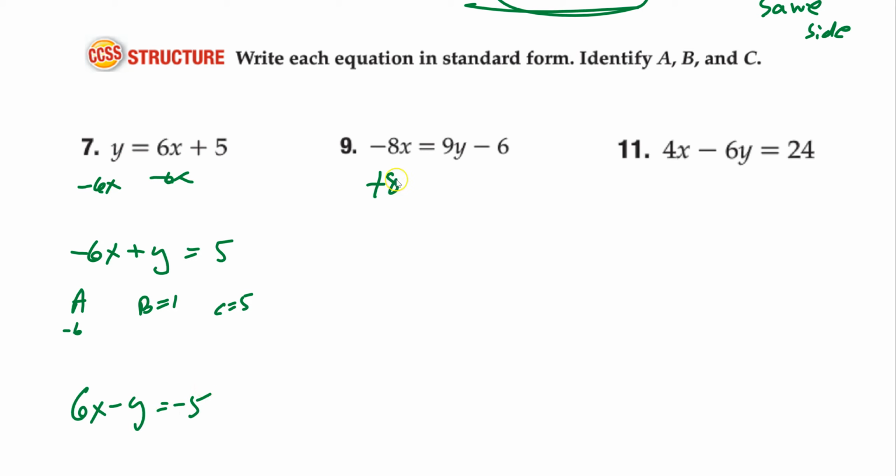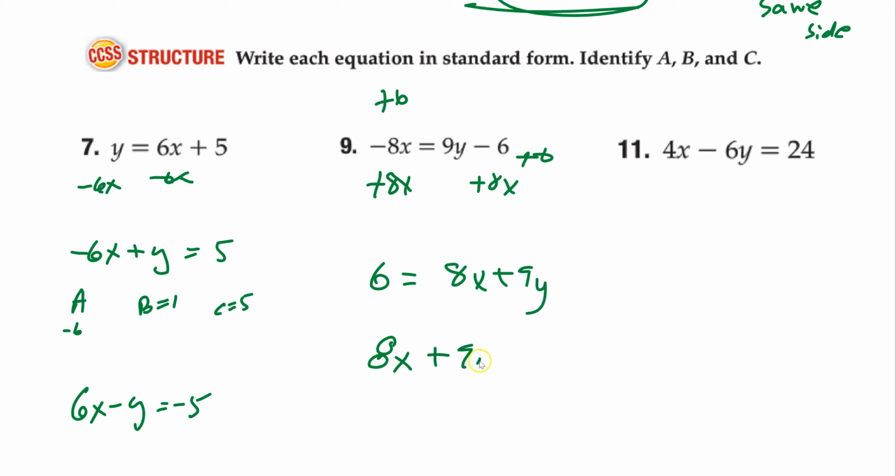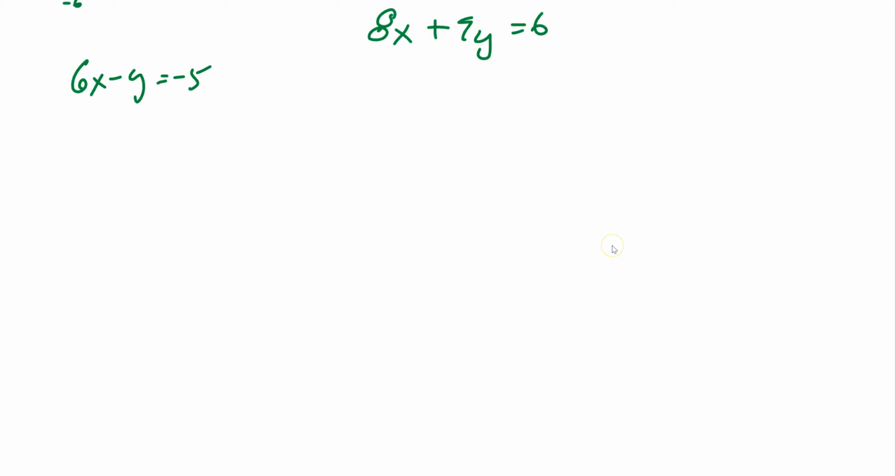I'm actually going to add 8x to both sides this way. I don't like working with negatives. And then plus 6. So I'm going to get, people are going to be mad at me the way I wrote that, but whatever. 6 equals 8x plus 9y. Technically, we probably should put it on this side, so it looks like standard form. But it's the same thing. So there we go. That's my A, my B, and my C. Hey, this is already in standard form. A, B, C, done. Next.